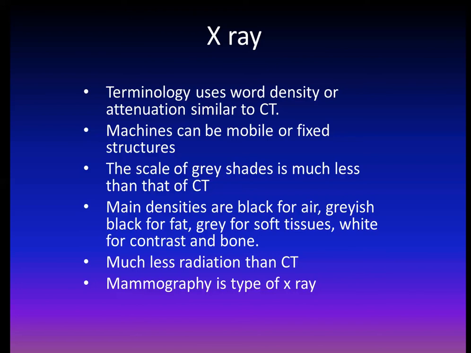Again, you're looking at shades of gray, so black is either going to be air or fat. Gray is going to be kind of soft tissues. White is going to be bone, or potentially metal. There's less radiation than the CT for sure. You're probably needing, I don't know, 15, 20 X-rays to come close to a head CT, for instance. So the radiation dose is quite a bit less for an X-ray than it is for a CT. Again, we kind of talked about mammography. It's basically an X-ray of the breast, so it does have its own category, but it's not a whole lot different.